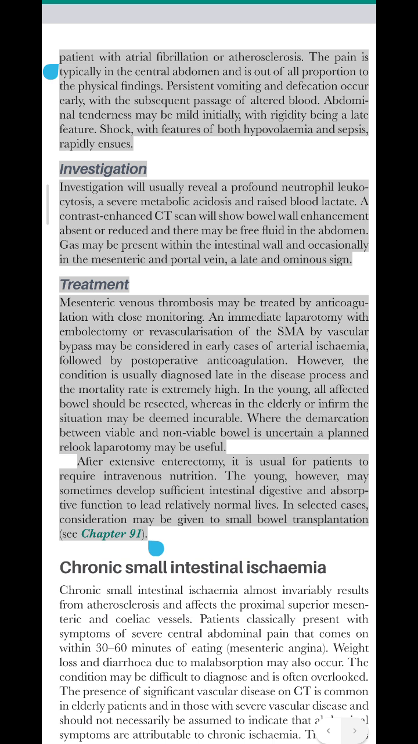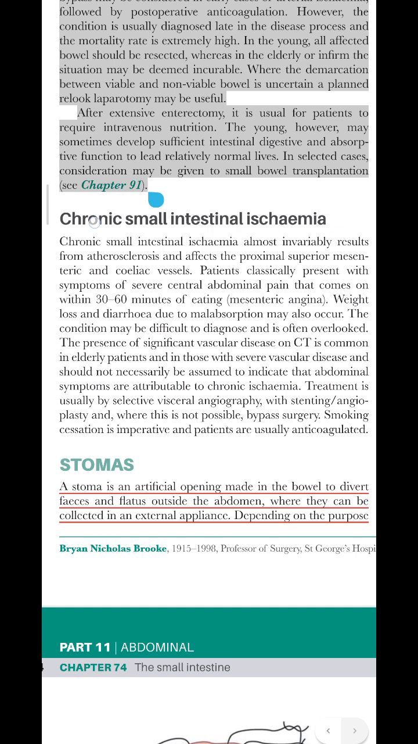After extensive enterectomy, it is usual for patients to require intravenous nutrition. The young, however, may sometimes develop sufficient intestinal digestive and absorptive function to lead relatively normal lives. In selected cases, consideration may be given to small bowel transplantation, see Chapter 91.